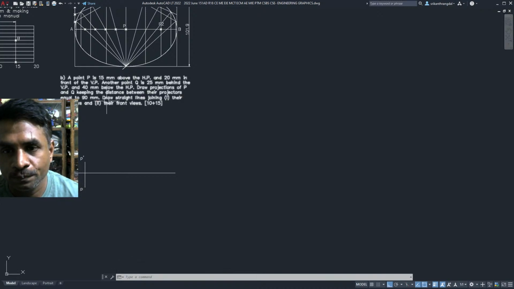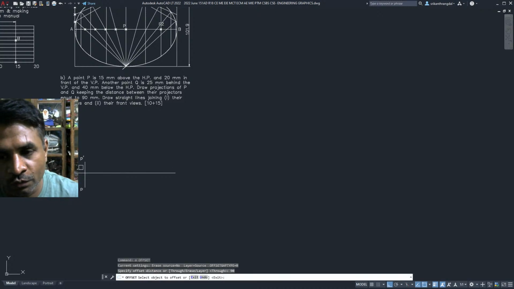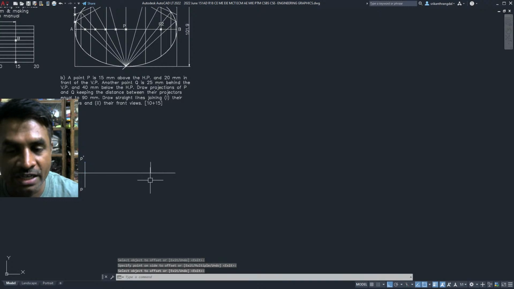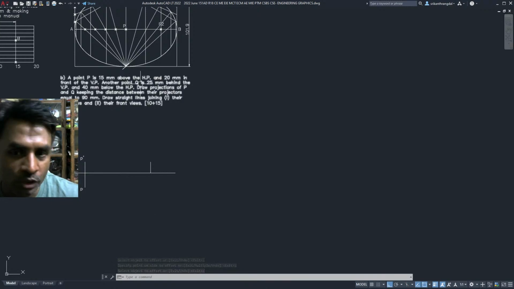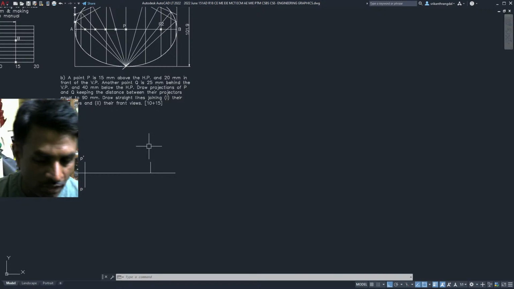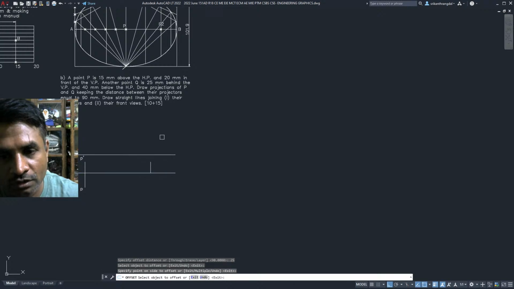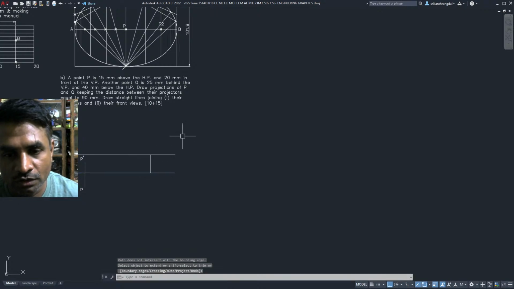And then we'll have to keep the distance between the end projectors as 90 mm. So let me take an offset from this at 90 mm. Then I'll have to draw the front and top view of the other point Q on this projector line. So that is 25 mm behind VP. When it is behind VP, the top view is going to appear above the XY line. Okay, so the distance is 25. From here, the distance is 25. It's going to be that.